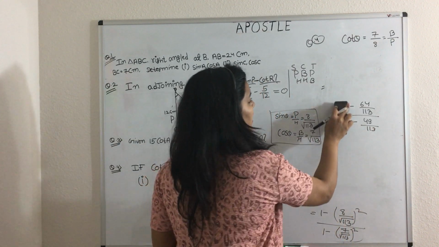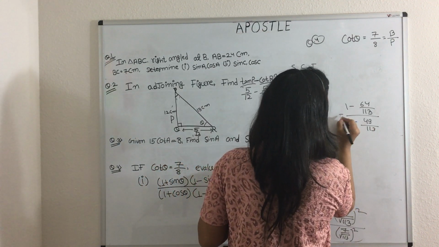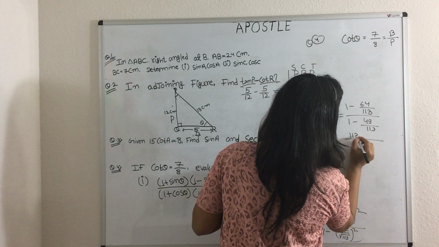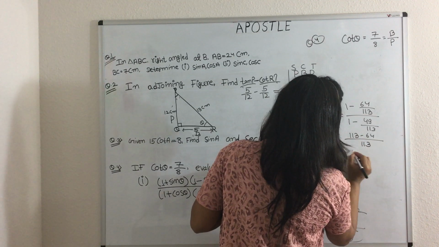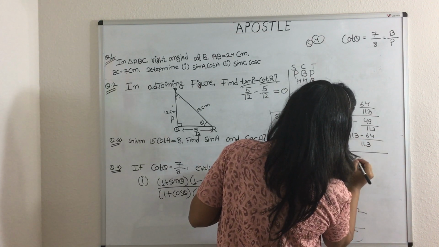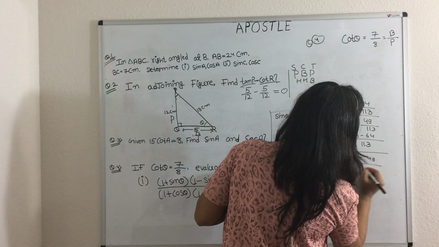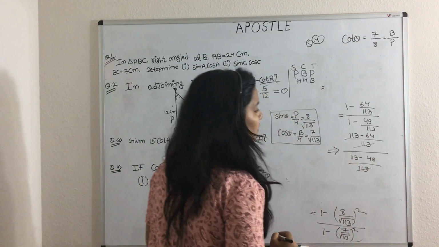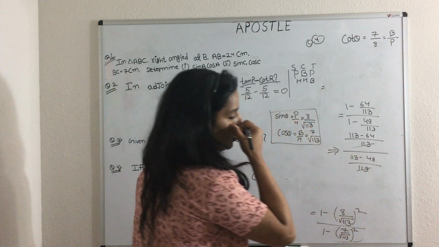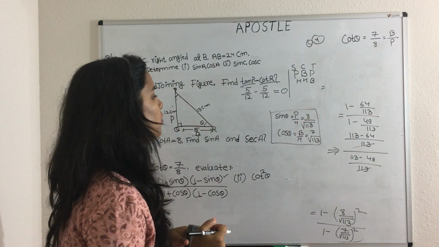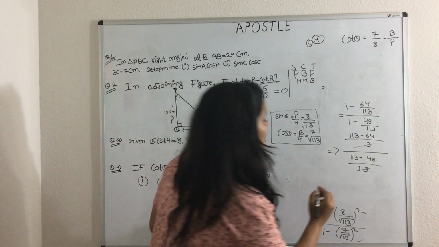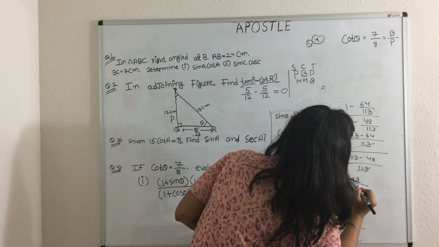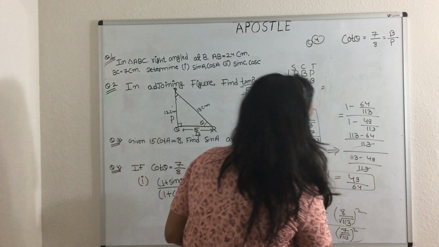Now this step is really very important. We have to take the LCM over here. So we take 113 as LCM. 113 minus 64 divided by 113, upon 113 minus 49 divided by 113. In this case we cancel out this 113, and then we are left with 113 minus 64 and 113 minus 49. So 113 minus 64 is 49 and 113 minus 49 is 64. So here the answer is 49 upon 64.